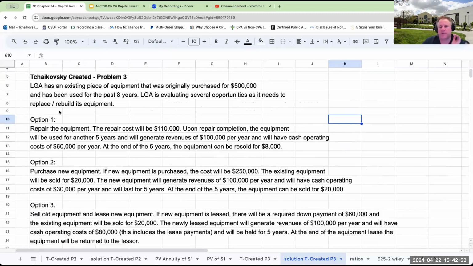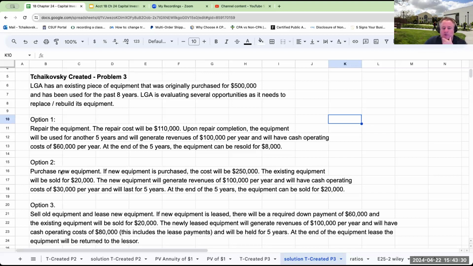So we've got three different options. We have an existing piece of equipment that was originally purchased for $500,000. We used it for the last 8 years, and we're evaluating several opportunities to replace or rebuild our equipment. Option one is to repair the equipment. The repair will cost $110,000. Upon repair completion, the equipment would be used for another 5 years and will generate revenues of $100,000 per year. We'll have cash operating costs of $60,000. At the end of the 5 years, the equipment can be resold for $8,000.